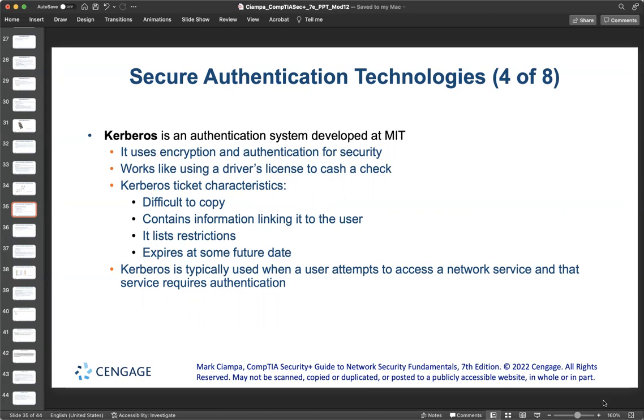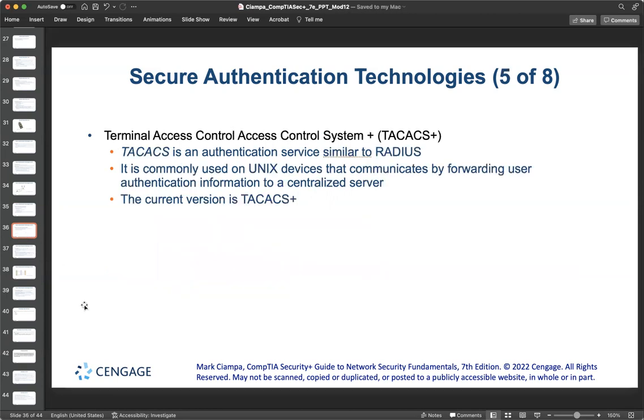ticket. Kerberos is typically used when a user attempts to access a network service and that service requires another level of authentication, which within most advanced networks, almost always you need to authenticate into any service within the user, because that is in place to reduce the possibility of lateral movement. When an attacker can take a foothold in your network, then when they move around, if they don't have the Kerberos ticket, they cannot use other services or abuse other services, because every time they want to touch a service, a Kerberos ticket is required.